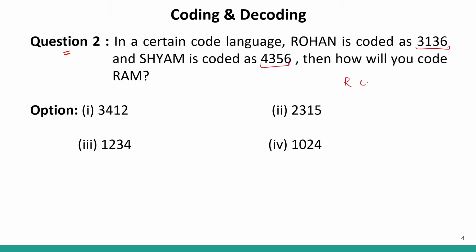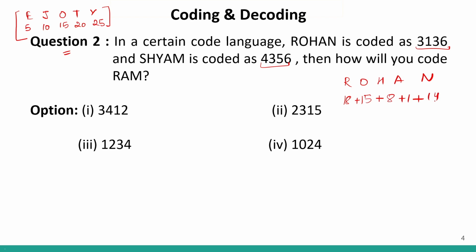So let me find the sum of the forward ranks for Rohan. R is 18. O is how much? O is 15. If you remember the shortcut, EJOTY, we have discussed this previously, where E is 5, J is 10, O is 15, T is 20, and Y is 25. This shortcut is useful to remember your forward ranks. H is 8, A is 1, and N is 14. Correct? These are your forward ranks.